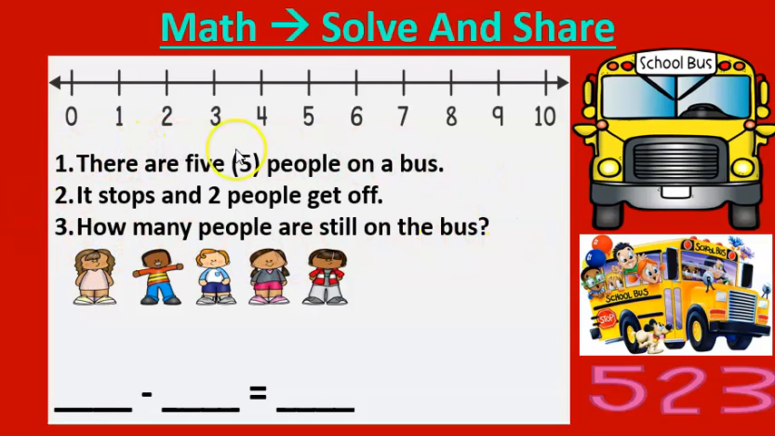Now, we have here a sentence structure that we're going to read, okay? We're going to read it now in order. When you put it in order, you can understand the story. Now, let's read this first. Read with Mr. Begay. There are 5 people on a bus. It stops and 2 people get off. How many people are still on the bus? So this is our sentence paragraph that we're going to use to put here in our subtraction equation.